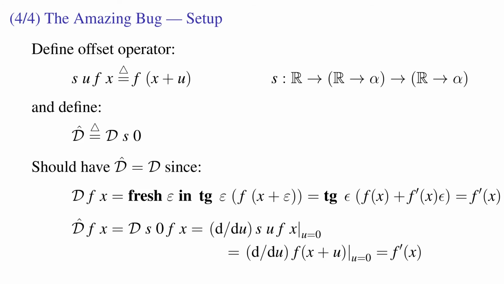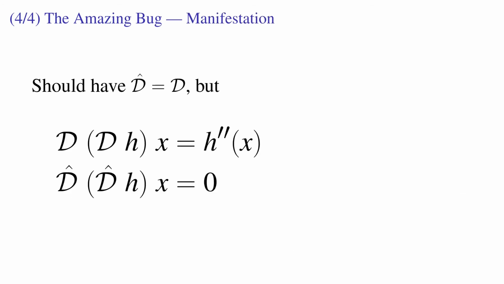If we look at d of f at x, we expand things out, turn the crank, and we get f prime of x. Similarly, if we take d hat of f at x, we expand out the definition of d hat, turn the crank, and we get f prime of x. So we should have d hat equals d. But if we use them in a nested fashion, d is operating correctly on a scalar function h, takes a second derivative, but d hat gives us a constant function 0 when used in this nested fashion.